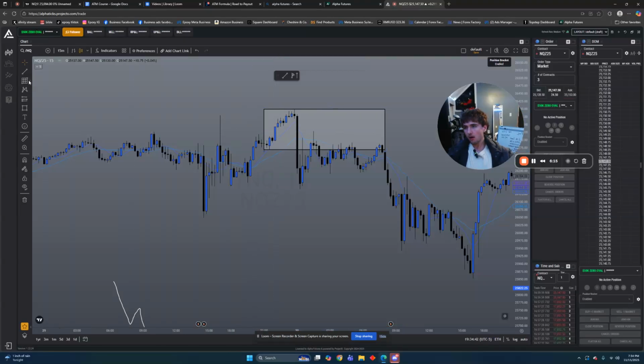Now let's pull out all the confluences. We pull out equilibrium. We have a liquidity sweep here. We have a break of structure here. Pull out equilibrium. We come down. We retrace into discounted price range as well as the order block.